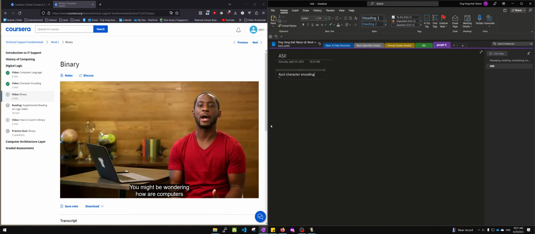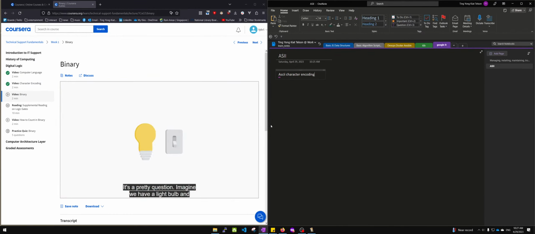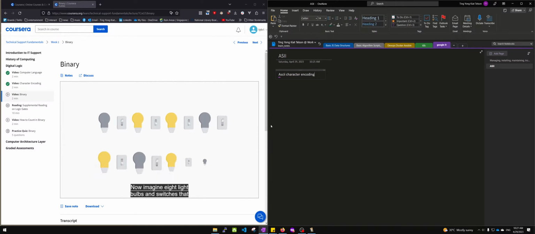You might be wondering how our computers get these ones and zeros. It's a great question. Imagine we have a light bulb and a switch that turns the state of the light on or off. If we turn the light on, we can denote that state as 1. If the light bulb is off, we can represent the state as 0. Now imagine 8 light bulbs and switches. That represents 8 bits with a state of 0 or 1.